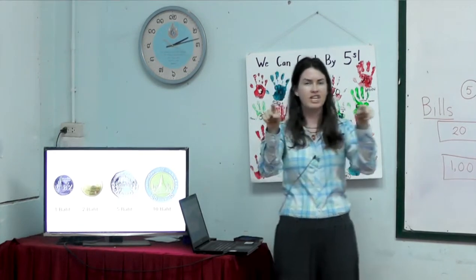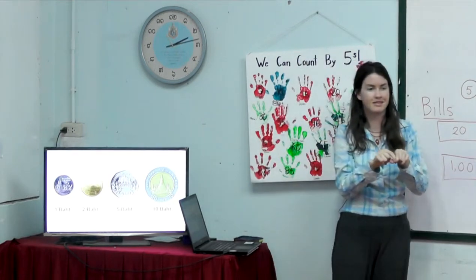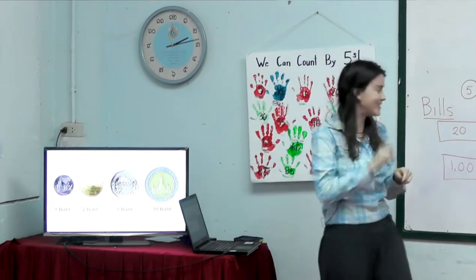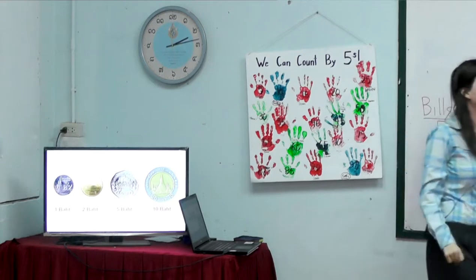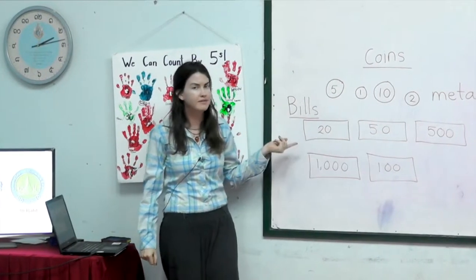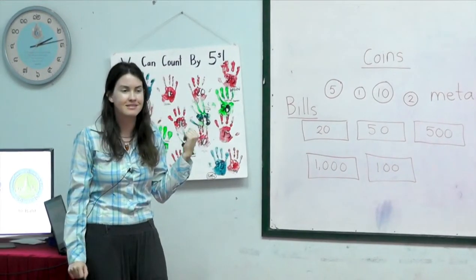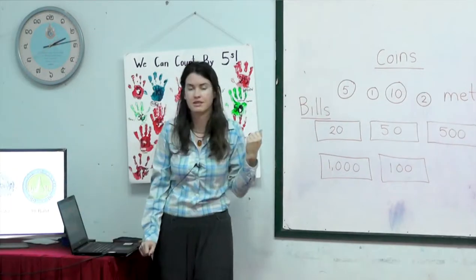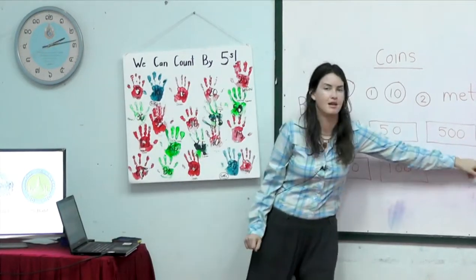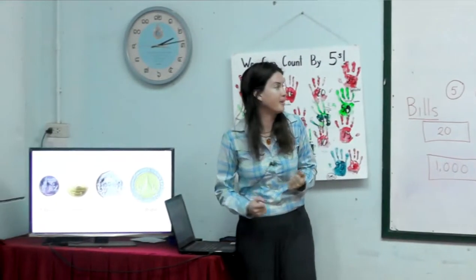Are bills made out of wood? Yes, like trees? Oh, I see what you're thinking. Paper is made out of trees. That's cool. But are bills like wood? No. Are they like glass? No. Are they like ceramic? No. What are they made out of? Paper. Yeah, those bills are paper.